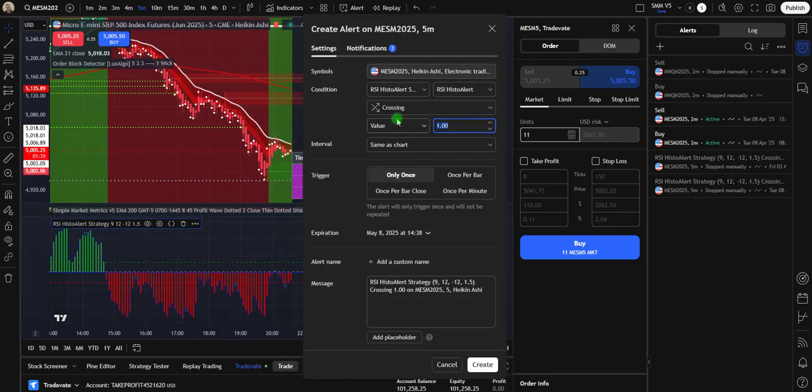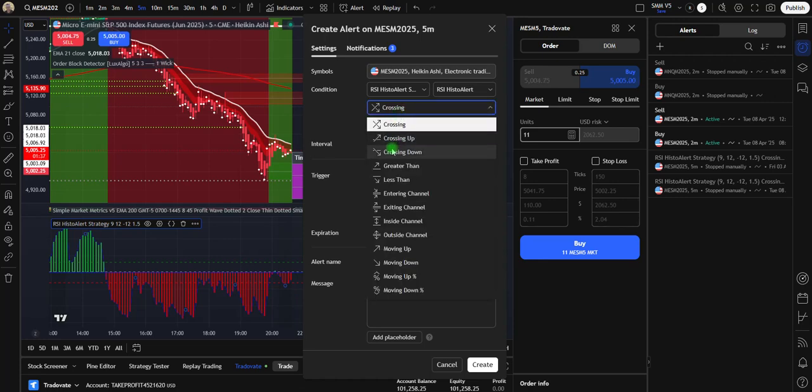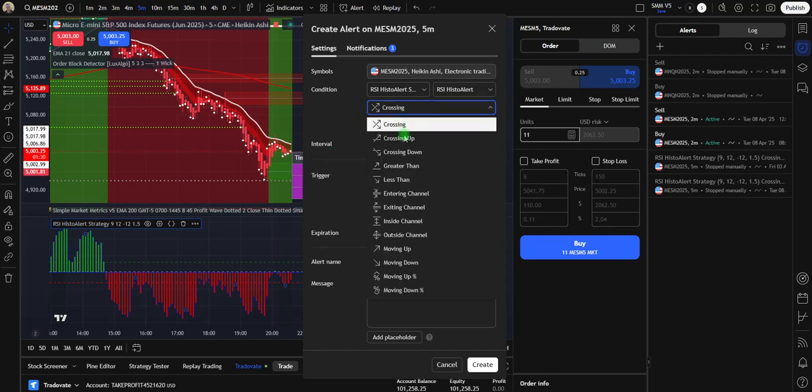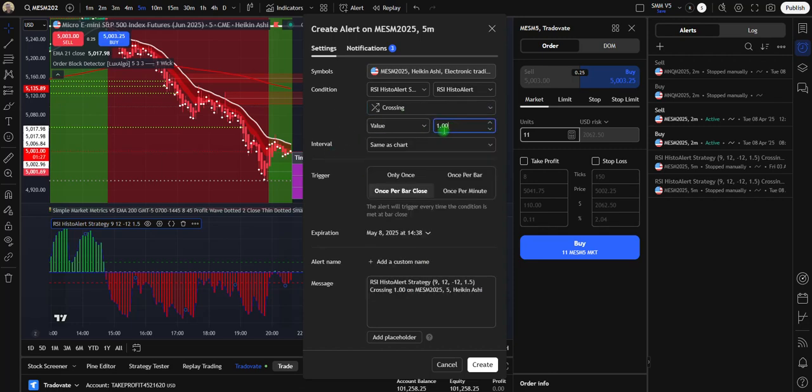Go to add indicator. Crossing, you can do crossing up, crossing down, or crossing general. I like to do crossing up and then do 12. And then I'll do 1 per bar. And then I'll do 1 for crossing down. And I'll do -12 once per bar. It's as simple as that.